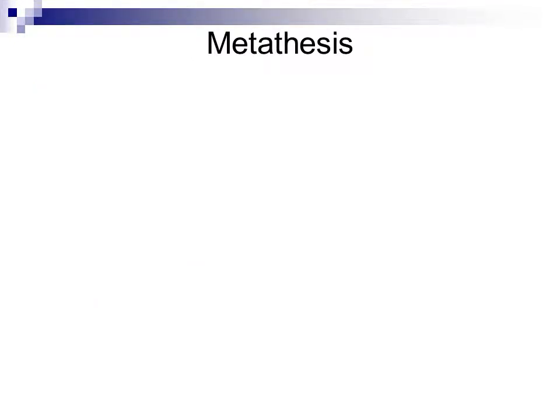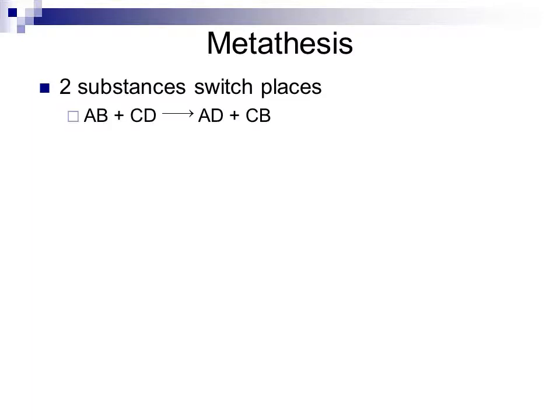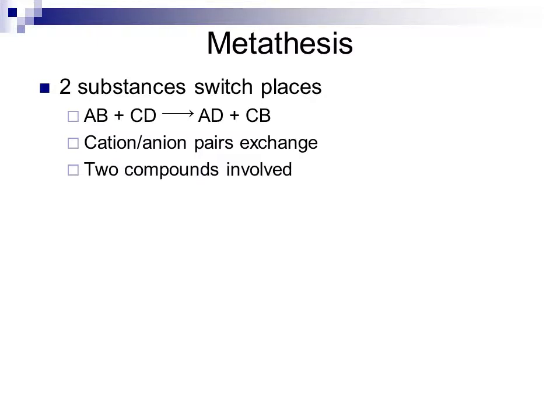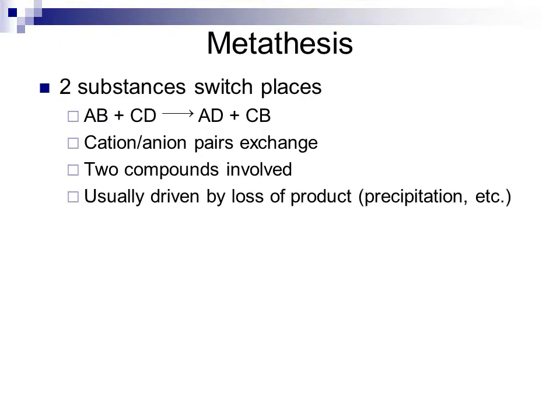A metathesis reaction is one in which we have two substances which will switch places in a compound. The generic formula is AB plus CD yields AD plus CB, where now A and B have swapped, where A is now a D and B is now a C. In these, we have cation-anion pairs which exchange with each other. There are always two compounds involved in a metathesis reaction.